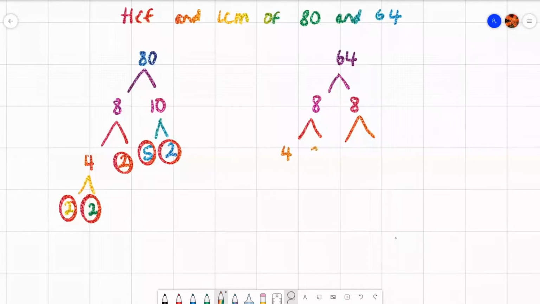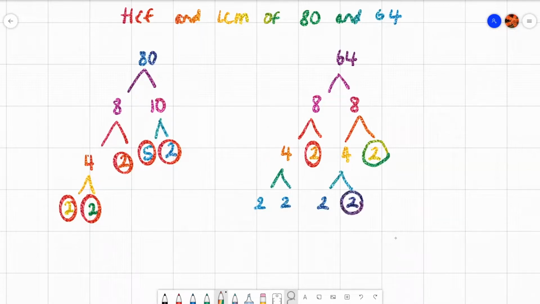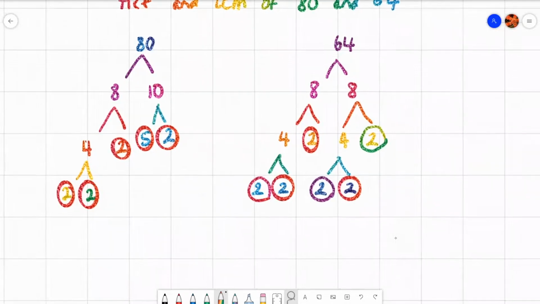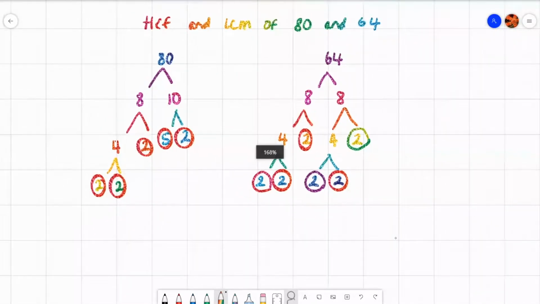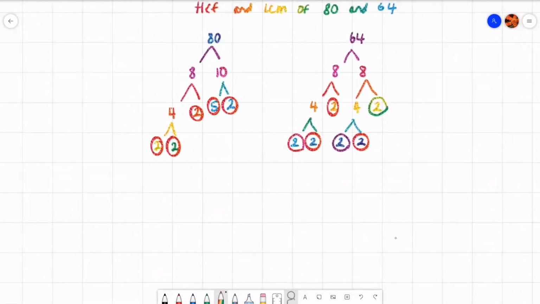8 is 4 and 2, and 4 and 2. Well, 2 is prime, so I'm going to circle it and stop there. 4 is not, so I'm going to split it up. 2 times 2, 2 times 2. And I'm going to circle. There we are.